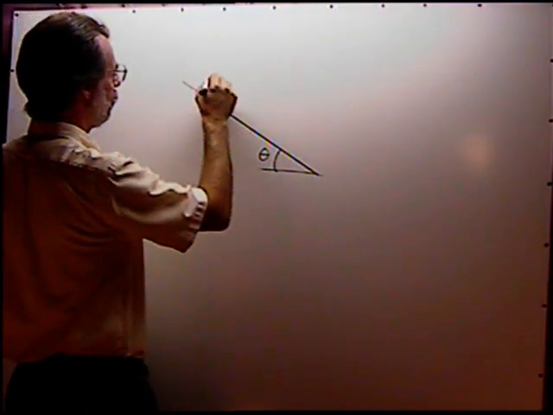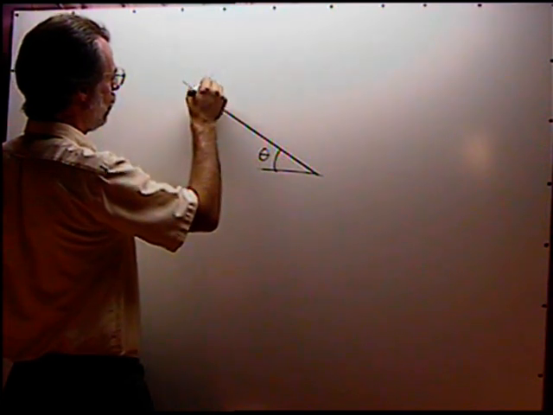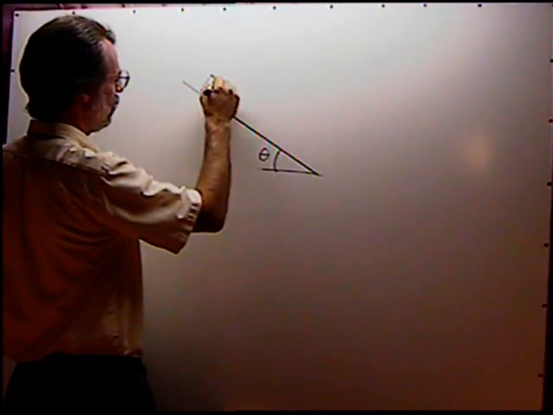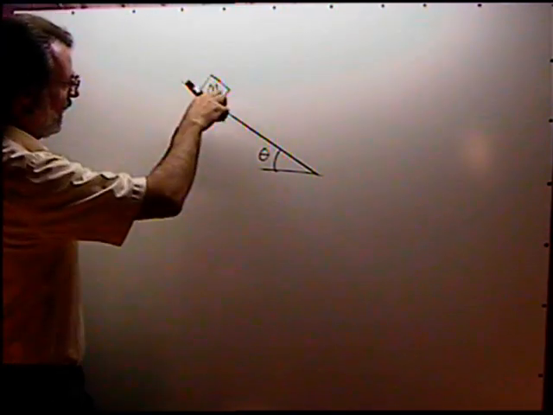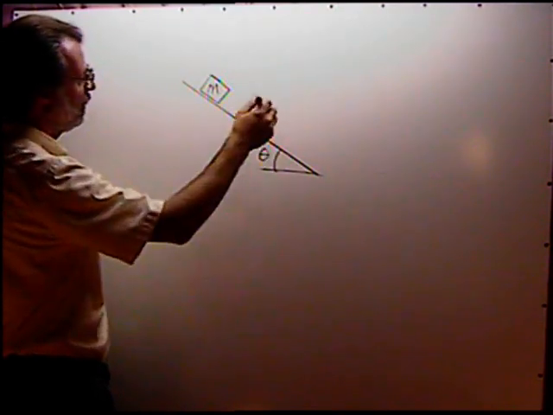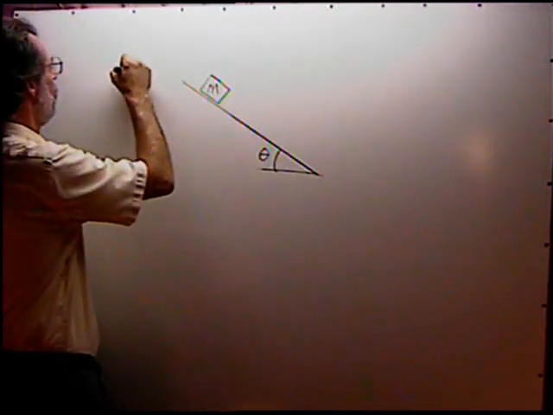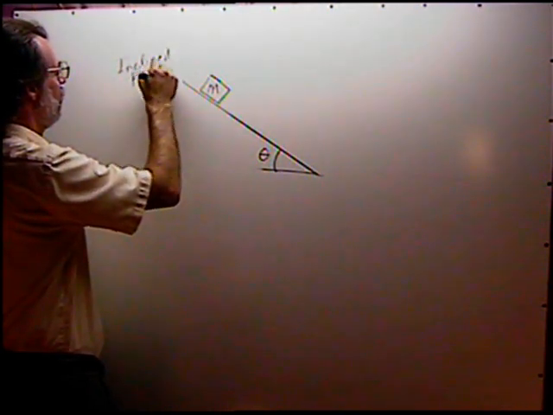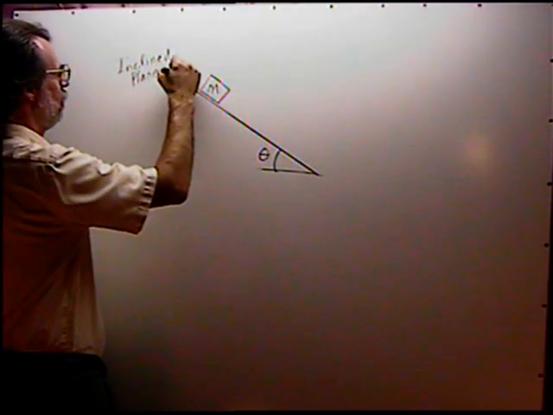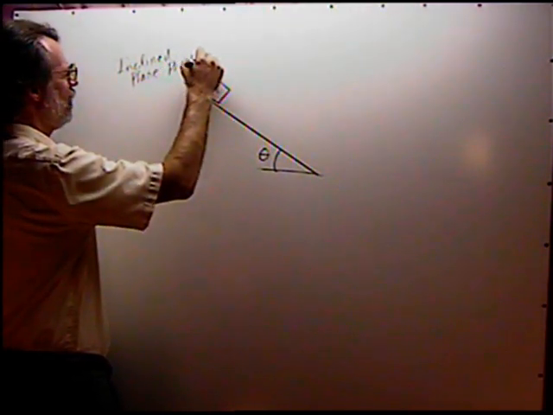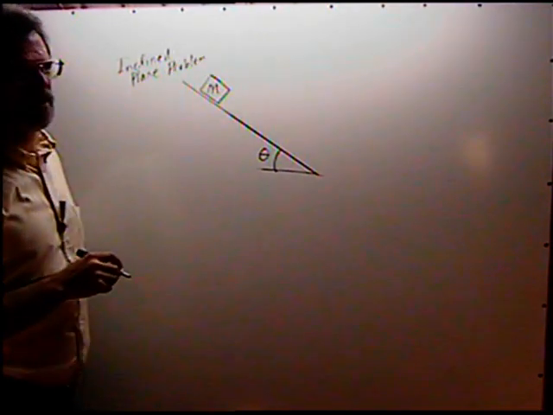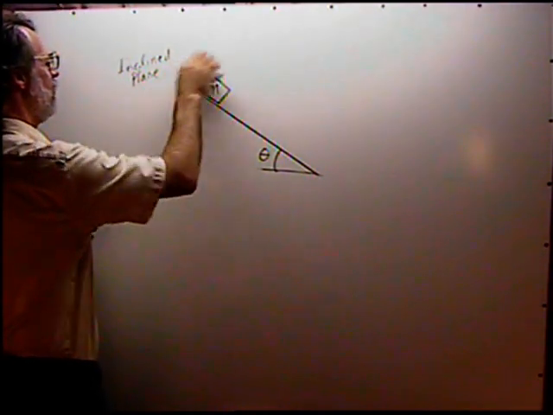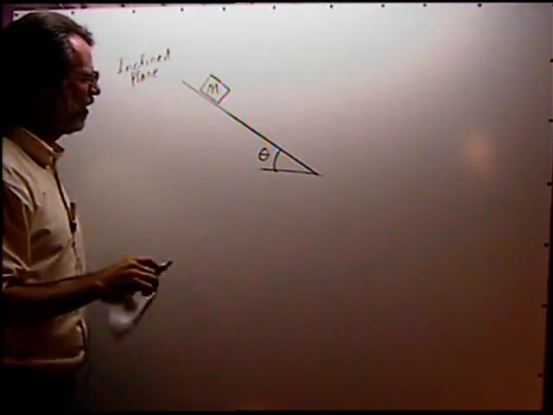Here's our mass. I'll write it as M. Okay, and it's on an inclined plane. This is an inclined plane type of problem. You might think of this as the most difficult problem in this chapter. But it's not too bad if you approach it in a systematic way.